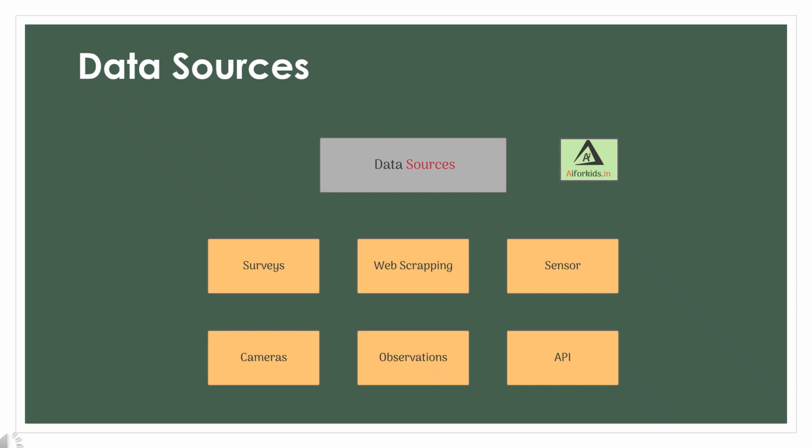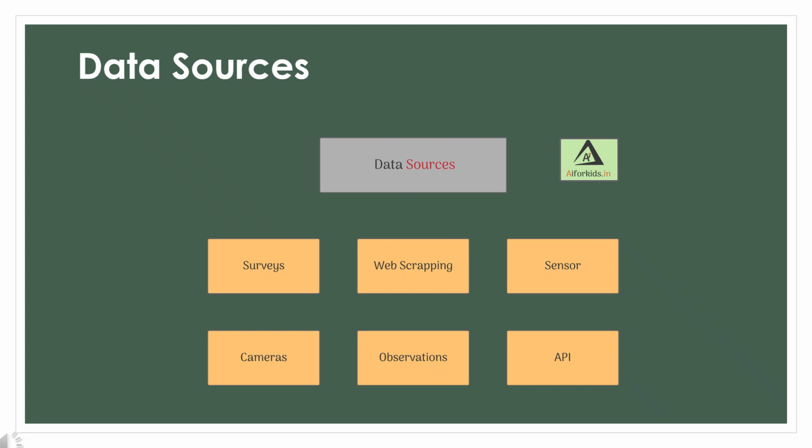This diagram shows the data sources: collection of data using surveys, web scraping, sensors, cameras, observations, and APIs. Let us discuss in detail. Let us discuss one by one. The first one, let us discuss surveys. The survey is a method of gathering specific information from a sample of people. Example, a census survey for analyzing the population.